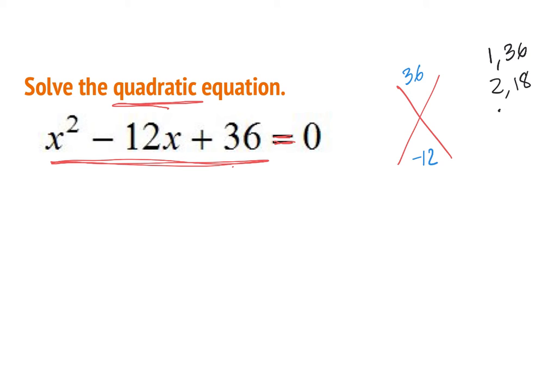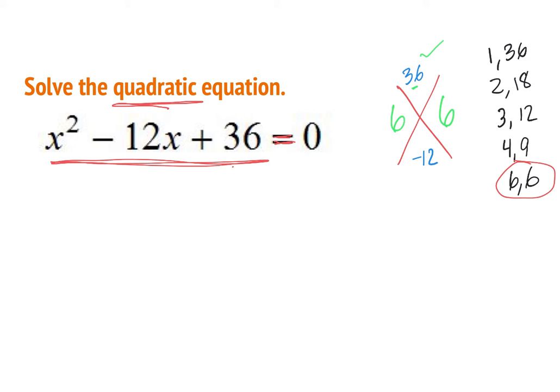18, 3 times 12, 4. Does 4 work? 4 does work. 4 times 9, 6 times 6. And I see one that might work. 6 might work. Now I just need to see if that's accurate. So 6 times 6 gives me positive 36. That works. 6 plus 6 does not give me negative 12.